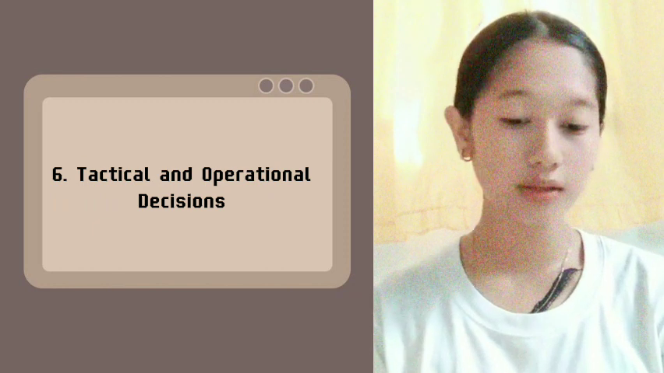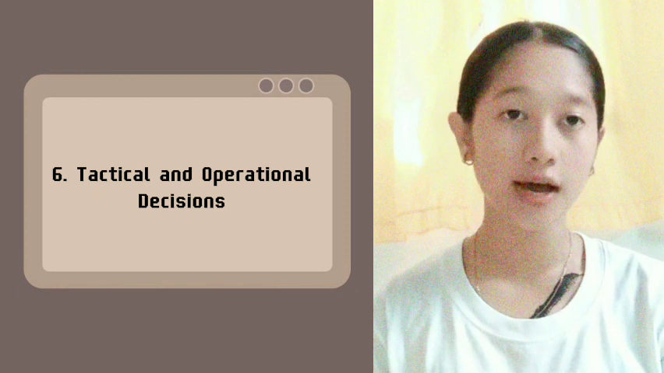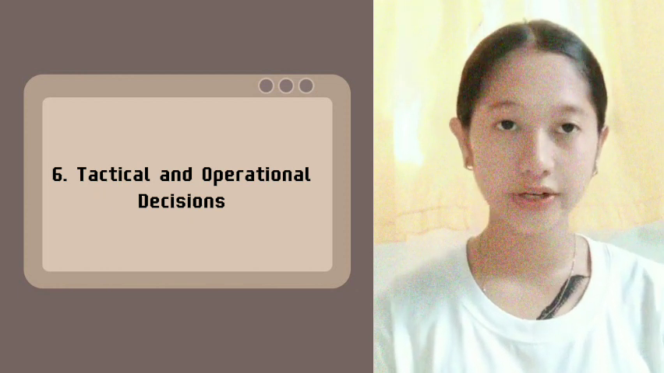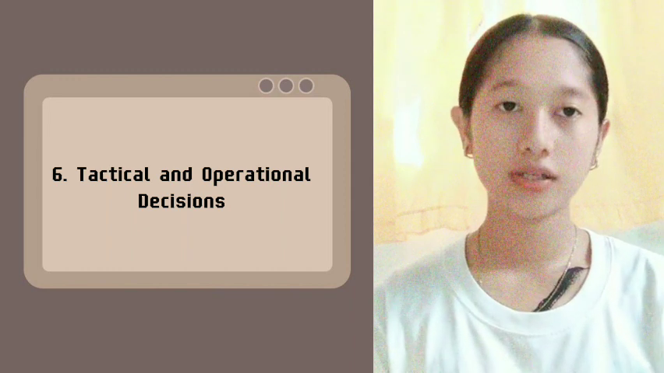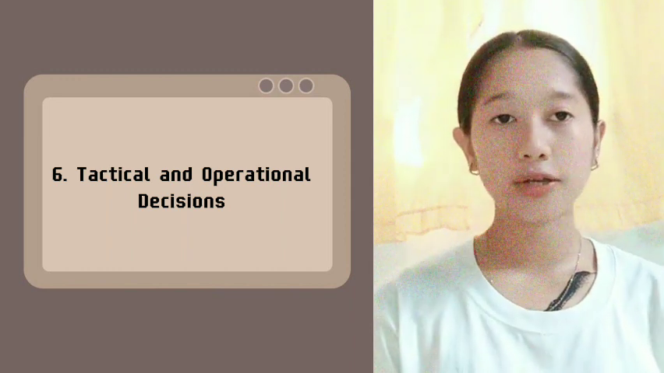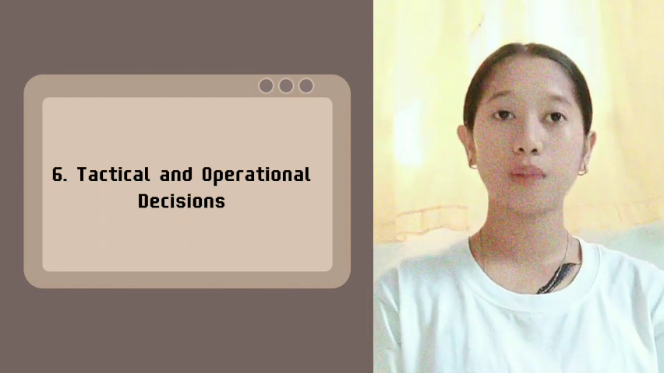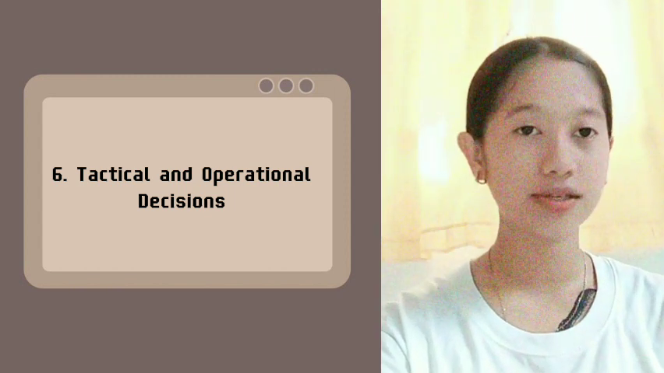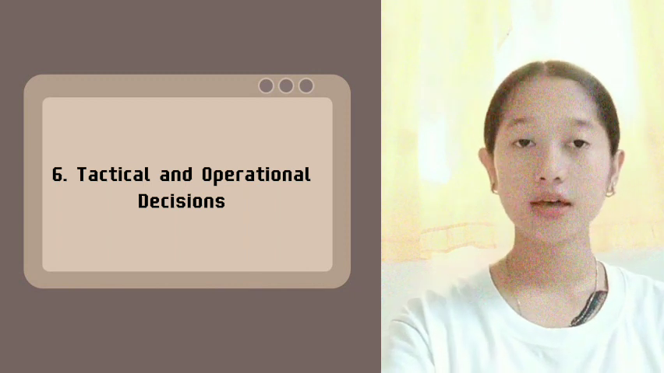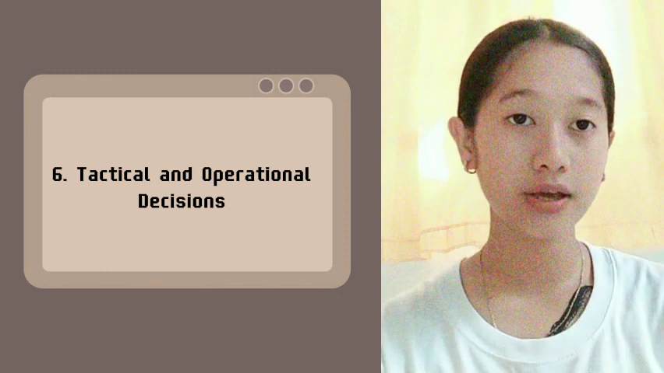Tactical and operational decisions. Tactical decisions pertain to decisions that have a long-term effect on the organization. Certainly, these decisions are taken by top management. Examples are the location of the plant and production of their project. Operational decisions are taken by lower level managers. They are the ones in charge of day-to-day decision making in a certain organization.